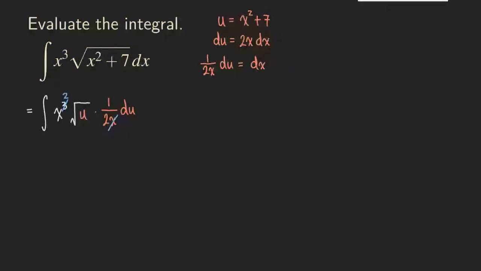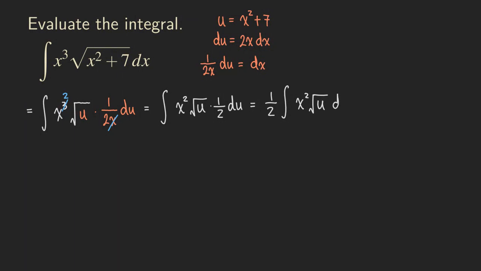So I think I need more space. So right now, let's continue with this integral. We are going to get the integral of x squared and then the square root of u and then times the 1 over 2 and then the du. And then of course the 1/2 can be brought outside the integral. So we get 1 over 2 and then the integral of x squared and then the square root of u and then du. Now, here comes the problem.